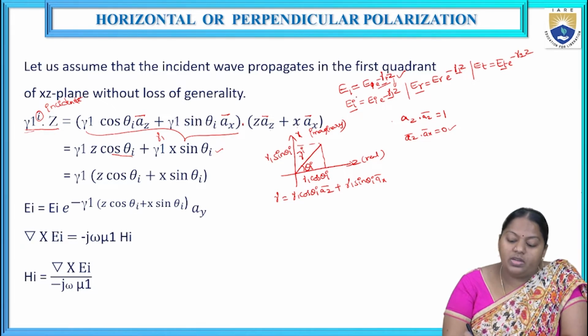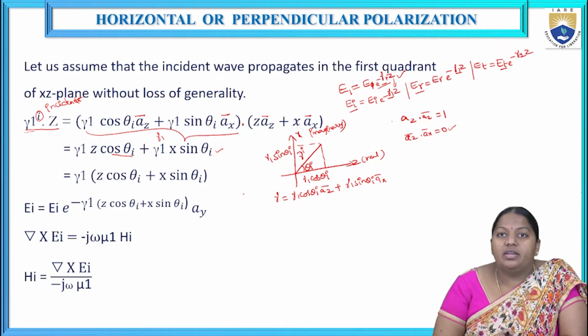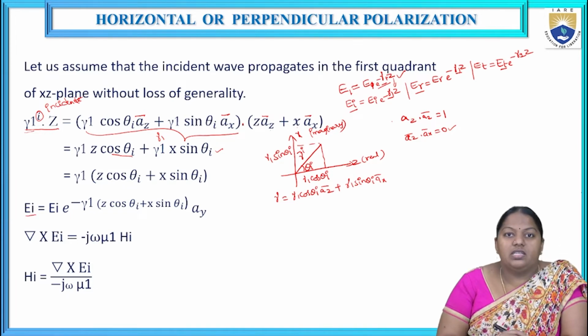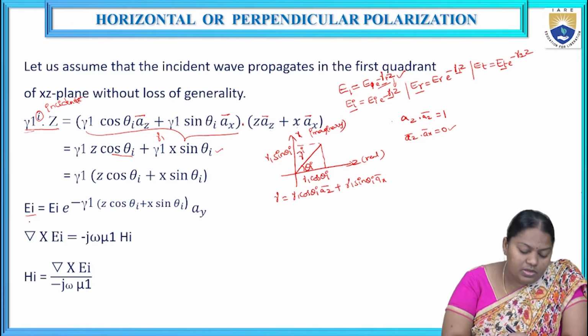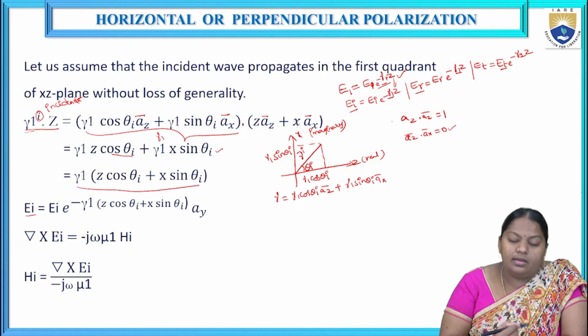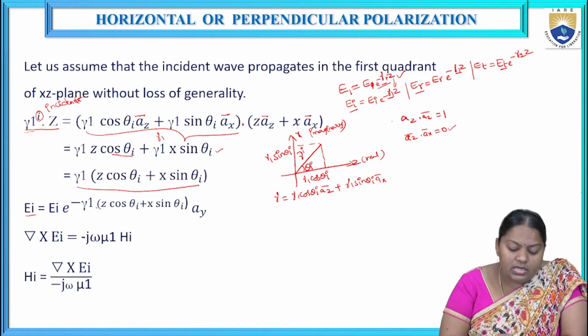But we are writing the propagation vectors for the incident, reflected and transmitted waves. That's why we have considered the notation EI, where I stands for the incident wave. So for that incident wave, EI has magnitude EI and the propagation factor e power minus gamma 1 into z, which from this relation is e power minus gamma 1 into z cos theta I plus x sin theta I, in the Y direction. Why? Because which plane have we considered? The XZ plane. XZ plane means the propagation direction will be in the Y direction.